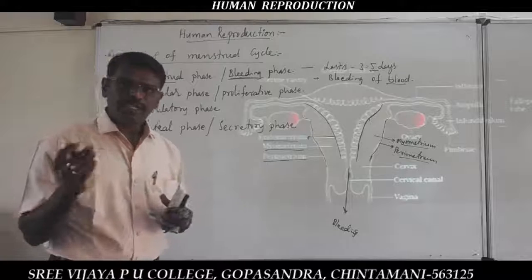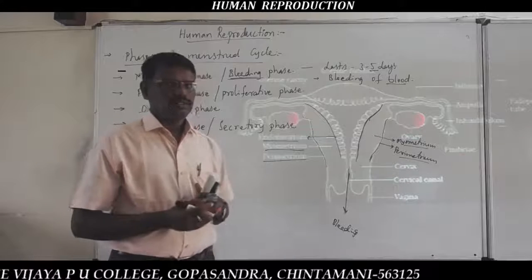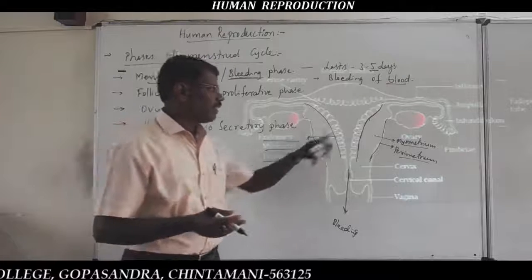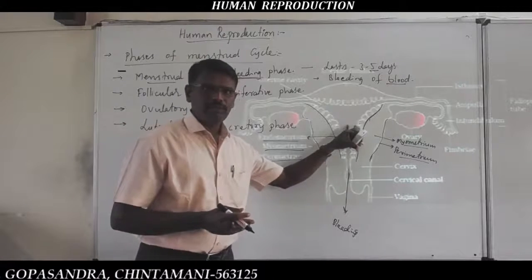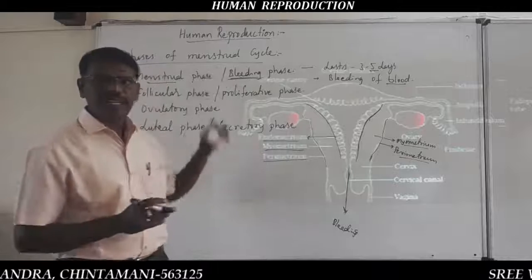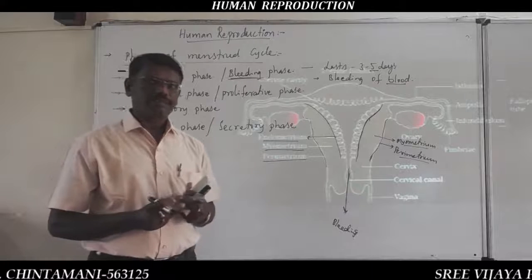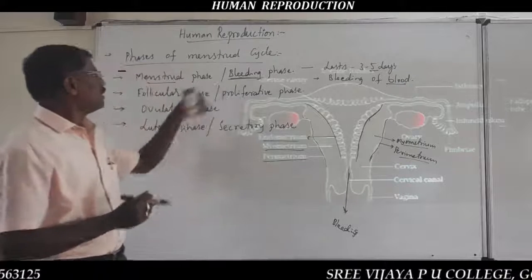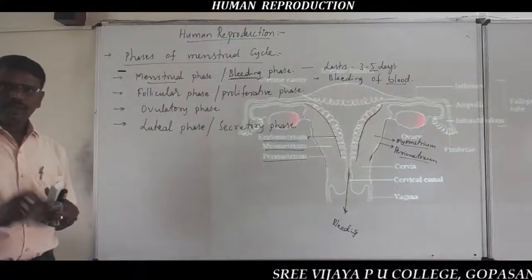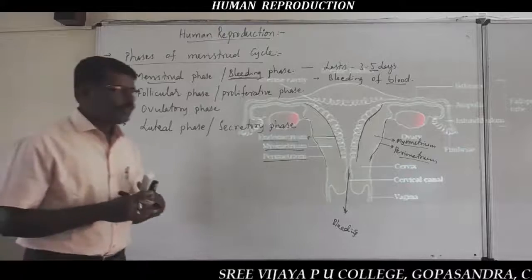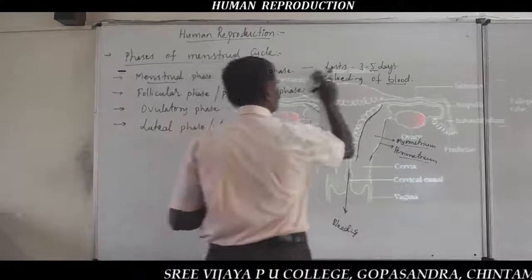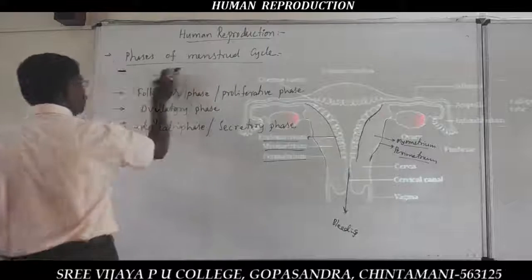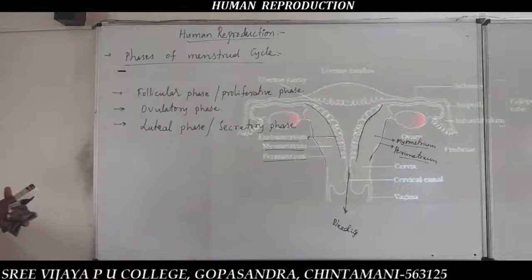Because the endometrium is completely shut down, completely bleeding out, that's why the endometrium is absent after the completion of the bleeding phase or menstrual phase. Got it? So that is the menstrual phase. The duration of the menstrual phase is 3 to 5 days, during which blood is shed, hence it is called the bleeding phase.